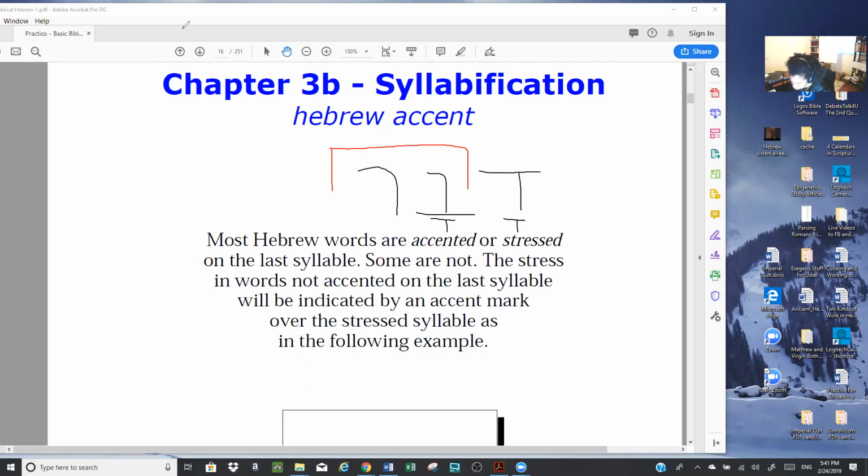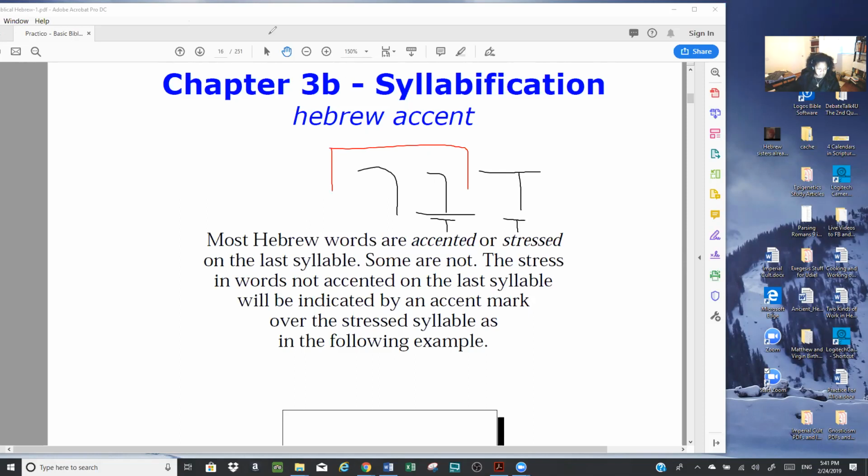Cultivating the ability to stress the last syllable in Hebrew words will be difficult for most of us since we typically stress the first syllable in English. You should also note that there are some Hebrew words that are not stressed on the last syllable. The stress in these words will be indicated by an accent mark over the stressed syllable.